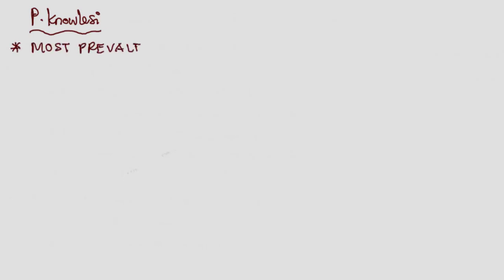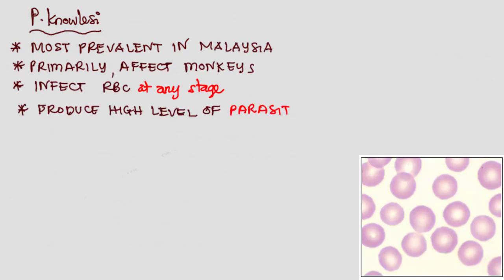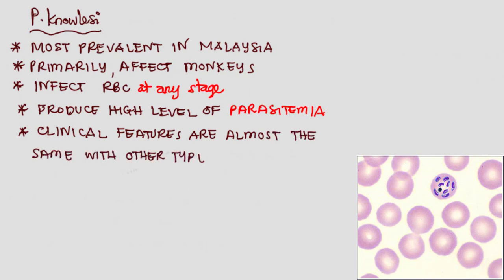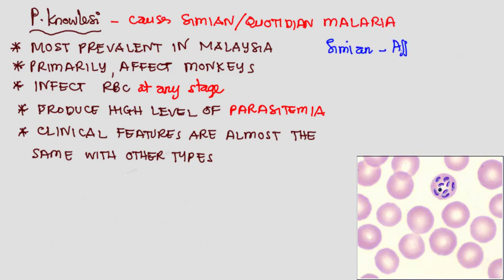Plasmodium knowlesi species is mostly prevalent in Malaysia. Primarily, it affects old-world monkeys. They infect human red blood cells at any stage, resulting in a high level of parasitemia, and they also have the same clinical picture as other species, and they cause what is known as simian or quotidian malaria. It's simian because primarily it affects monkeys, and it's quotidian, which signifies that the symptoms are daily symptoms.